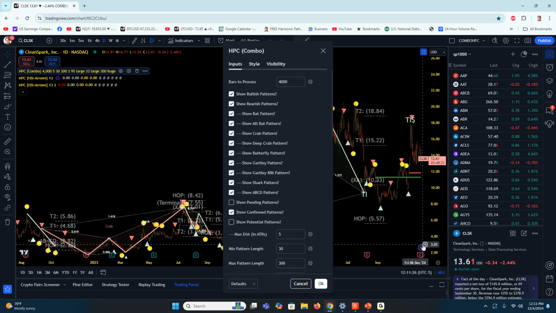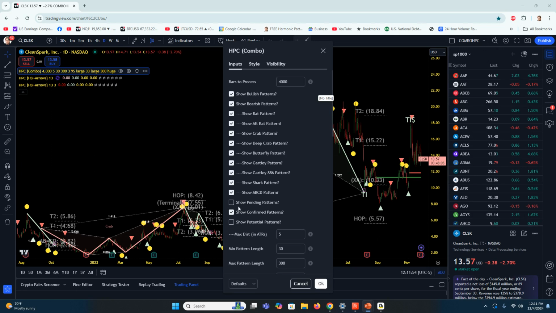Okay, important to understand that there are not a million harmonic patterns. I got into it with some people recently about different variations. No, that's just not the case. Okay, the bullish, the bearish, the bat, alternate bat, crab, deep crab, butterfly, Gartley. Gartley at an 886, although it's pretty much the same. The shark and an ABCD.